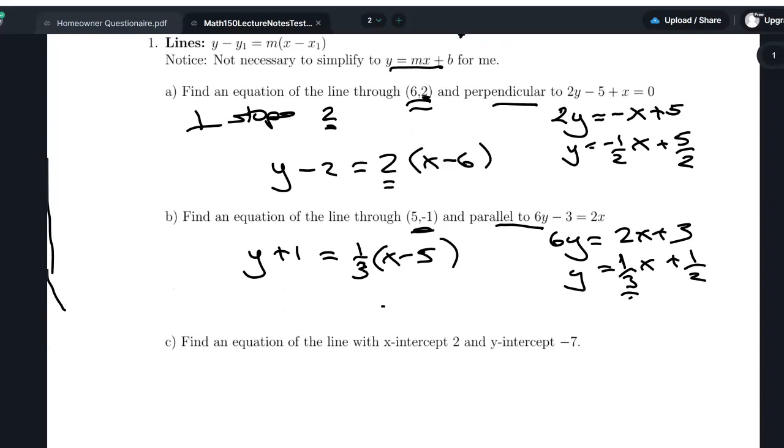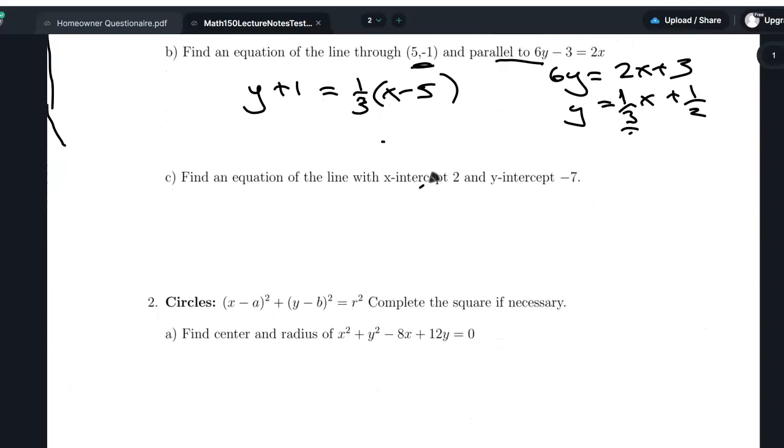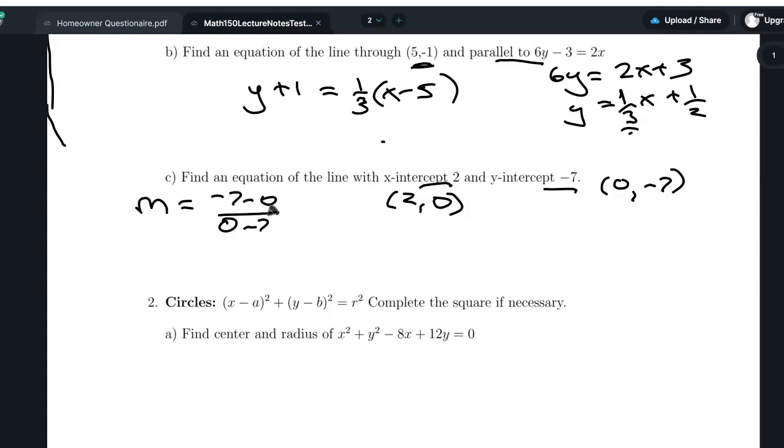All right. So then finding the equation of a line with x-intercept and y-intercept. So x-intercept means that's where it crosses the x-axis. So that gives us the point 2, 0. And y-intercept, that crosses the y-axis, so that means the x value is 0 and the y value is -7. So I can find the slope by finding rise over run. So I have -7 subtract 0, and then 0 subtract 2, so I get a +7/2, and then I can use either one of these points.